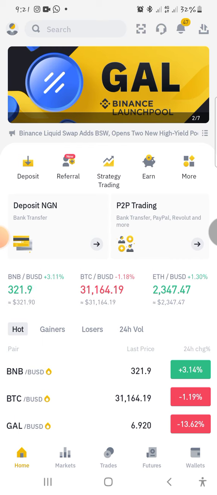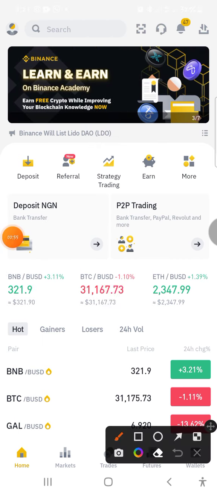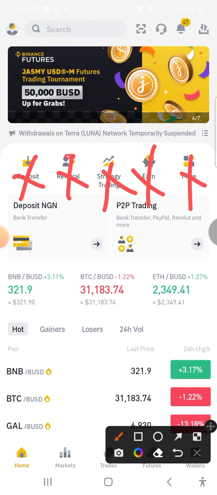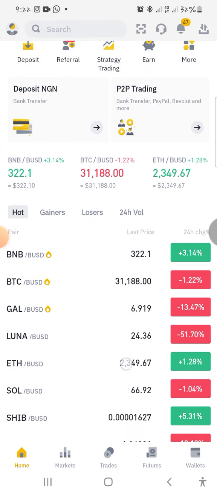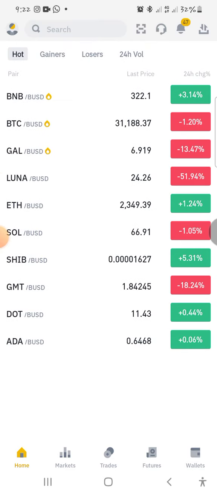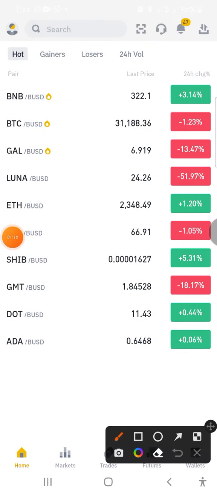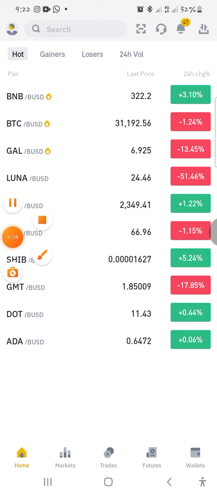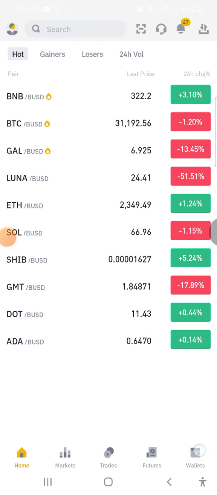Okay, so for me, I really don't use all these things, these deposits, referral, trading strategy, and so on. I just use Binance for trading, but this is the main page, you understand. So this is just to show you that these are the pairs that are hot right now. When they say something is hot, you should understand that it's BTC, BNB, Gala, Luna, Ethereum, Solana, Shiba Inu, and so on. And the market is dropping right now. Just look at this one, it did minus 51 percent today.